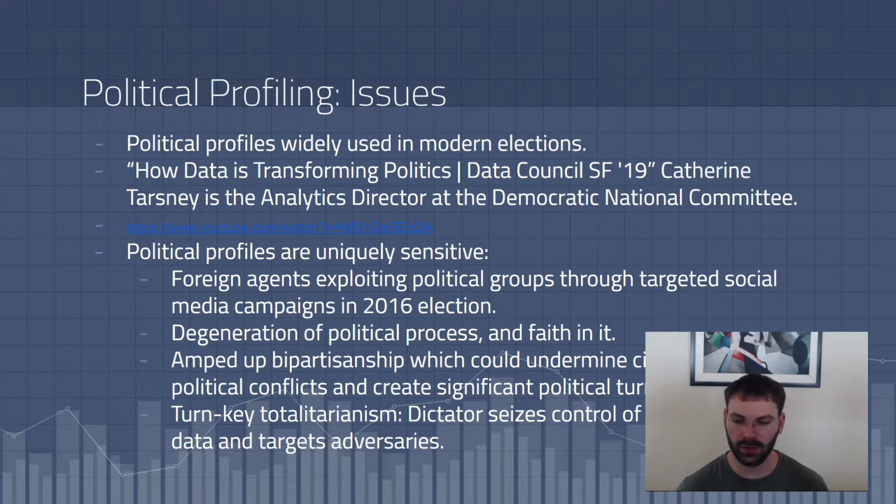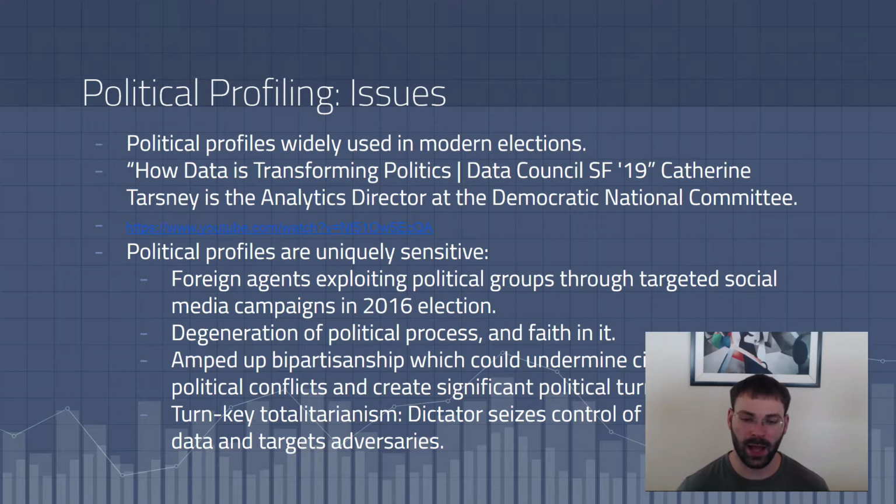Furthermore, another huge risk of political profiling is what is called turnkey totalitarianism. And this is where a dictator seizes control over political profile data, and then they use that to target their opposition, to silence them in the context of an election, or maybe with violence, or by whatever means are politically feasible at that point in time.